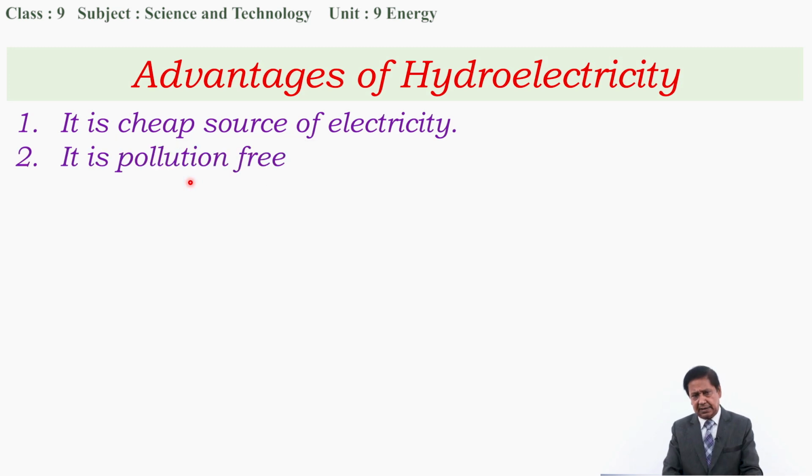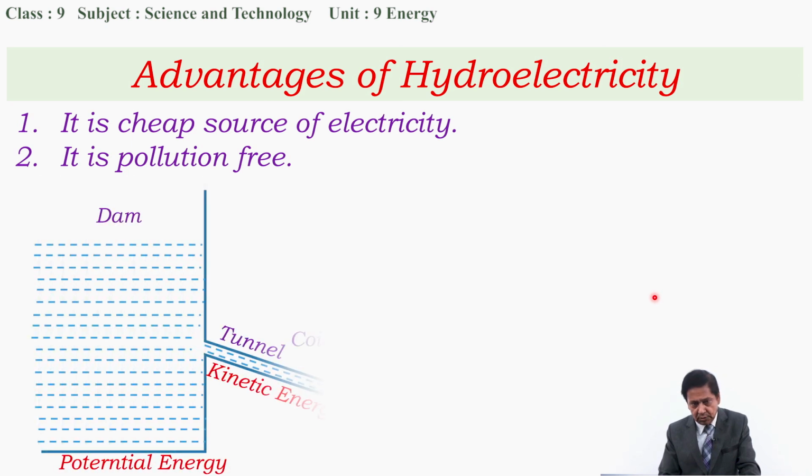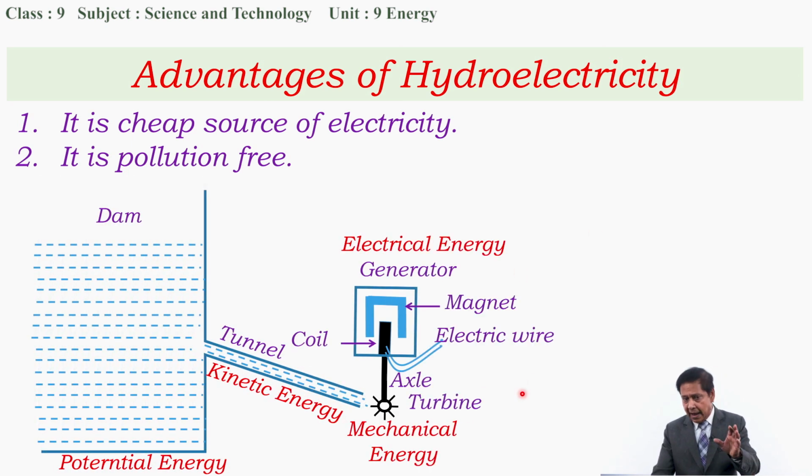Okay, next advantage, it is pollution free. What does it mean? Now I want to show the same diagram again. Have you noticed this? Just the running water rotates the turbine. Nothing burns over there. That's why no gas is produced in this hydroelectric power plant, which doesn't pollute the environment. Because gas is not produced, it doesn't pollute the environment. And so it is pollution free.